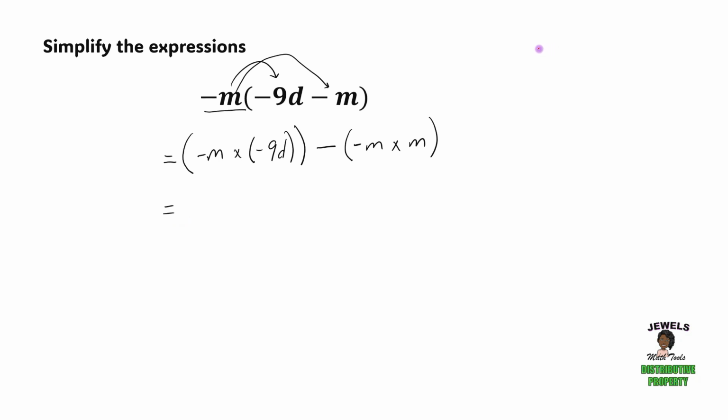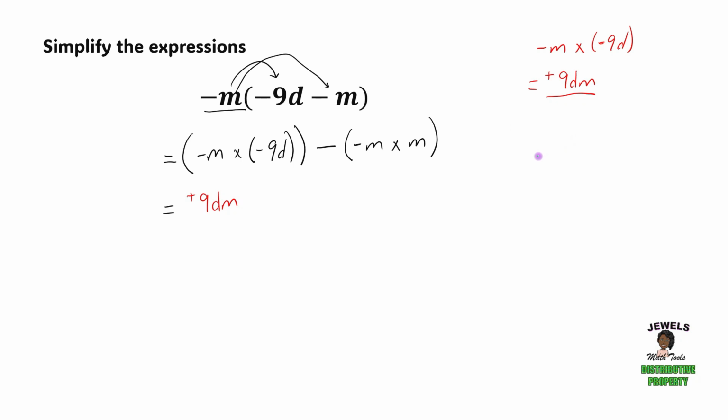Our first bracket, we have our negative m being multiplied to our negative 9d. And in this question, we are not only dealing with our distributive property, but we're also working with integers. And remember that with integers, when we have a negative being multiplied to a negative, our answer will be positive. And because I am multiplying three terms that are different, remember that those three terms will just be combined together. So we're going to return that solution back to our expression.